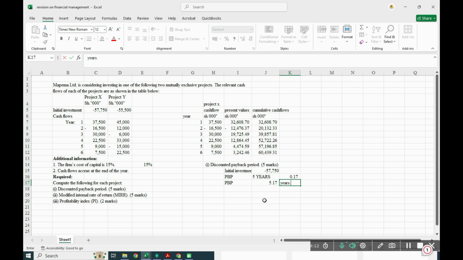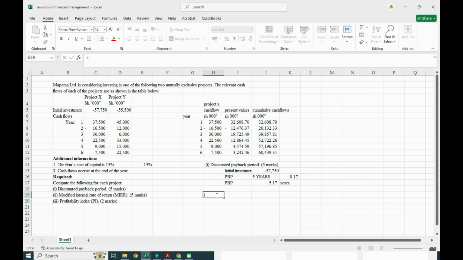We shall be able to recover it within a period of 5 years and 0.17, of which you can decide to convert 0.17 into months. Still that one is acceptable if you decide to convert that into months, but for us we shall deal with it that way.